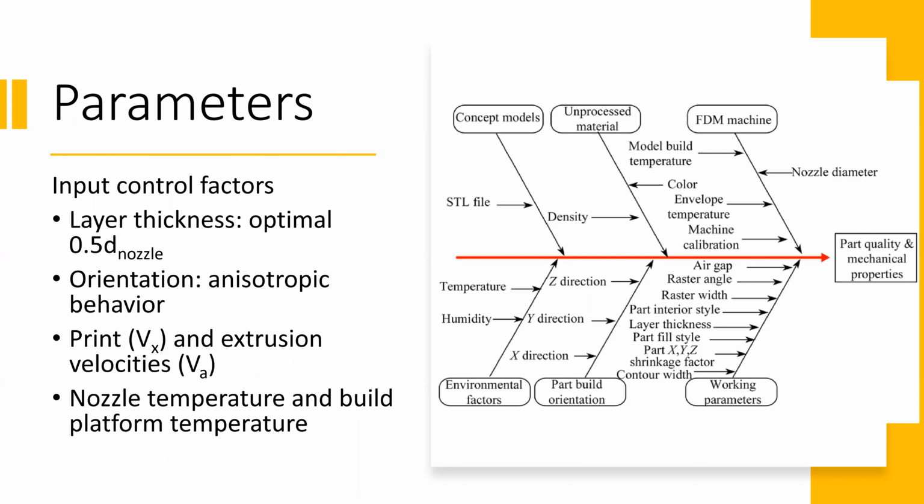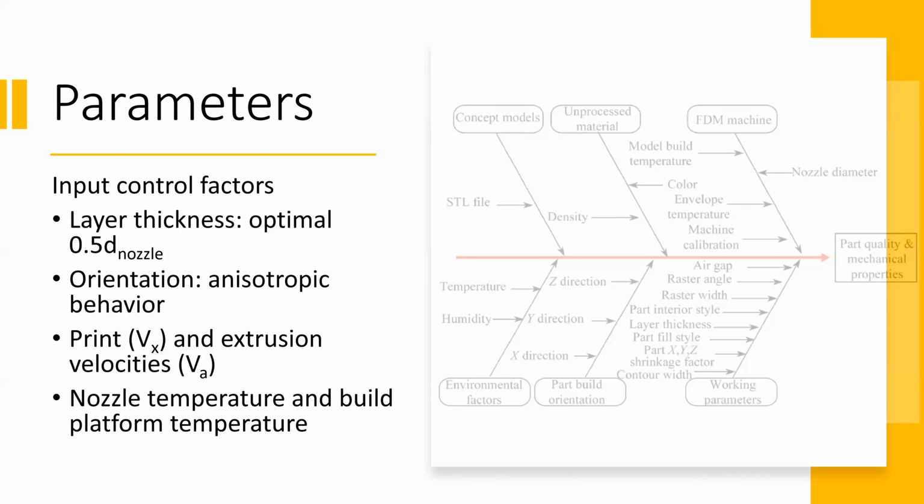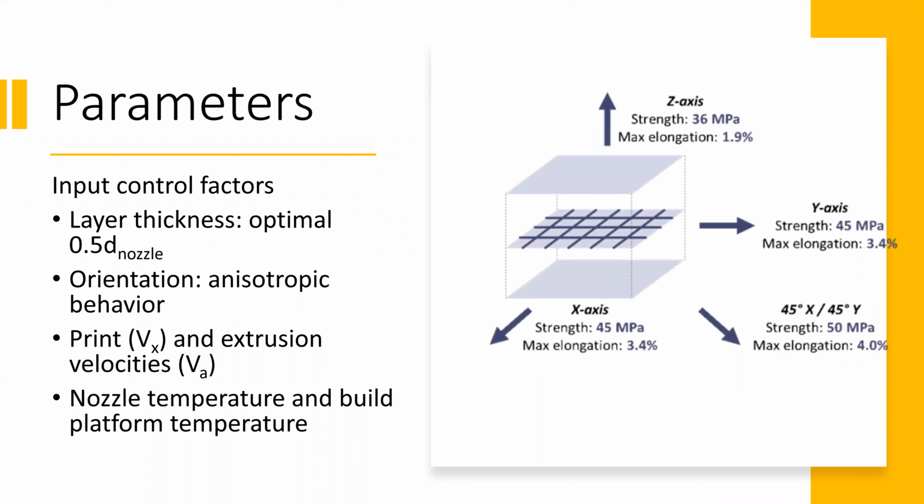So most often, the most critical one that is looked at is the strength of the material according to orientation. So this leads us to seeing the anisotropic behavior of FDM printed materials. This is when in one direction, the strength is decreased compared to the others.